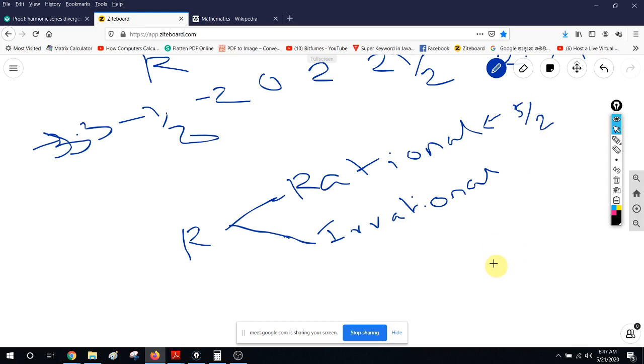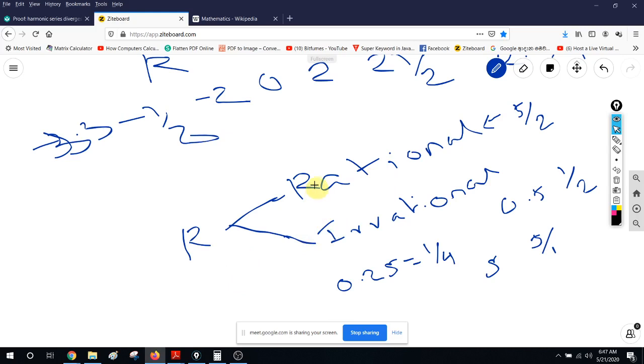For example, if I take 5, I can write it as 5 divided by 1, so it's a rational number. If I take 0.5, I can write it as 1 divided by 2. Yes, it's a rational number. If I take something like 0.25, of course, I can write it as 1 divided by 4. Therefore, 0.25 is a rational number. So that is called a rational number.